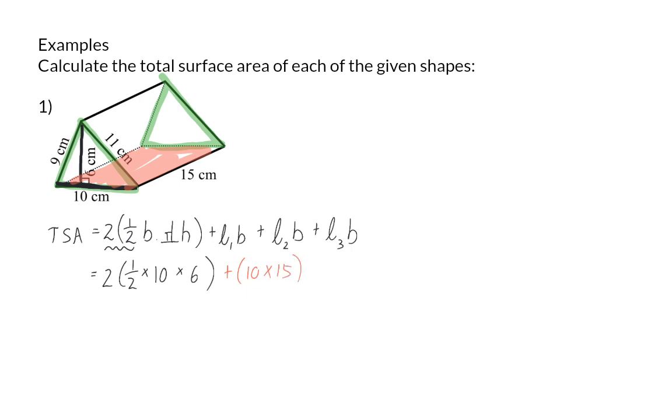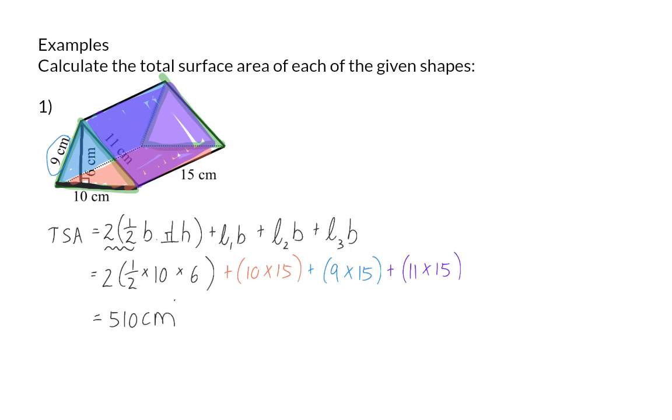Next, I'm going to determine the area of the rectangle at the back of the shape, which has a length of 9, which I'm going to multiply by the breadth. And finally, we have the rectangle at the front of the shape, and this rectangle is an 11 by 15 rectangle. The total surface area of this triangular prism is then 510 centimeters squared.